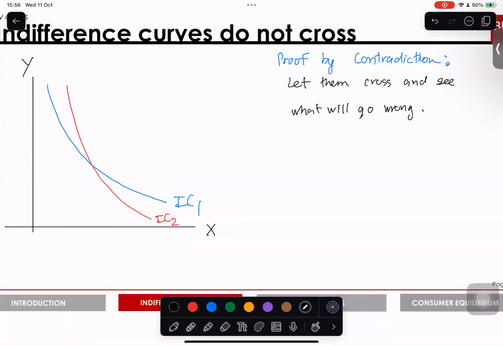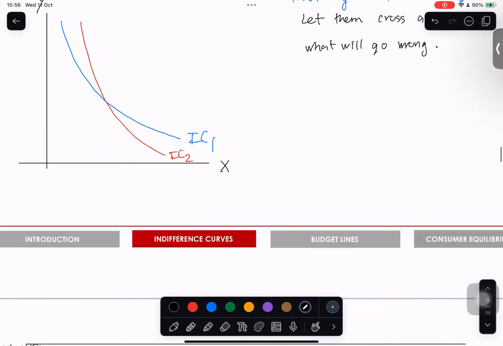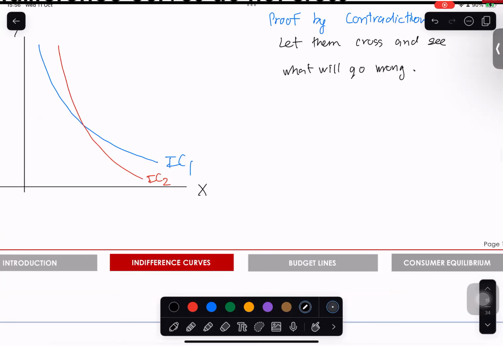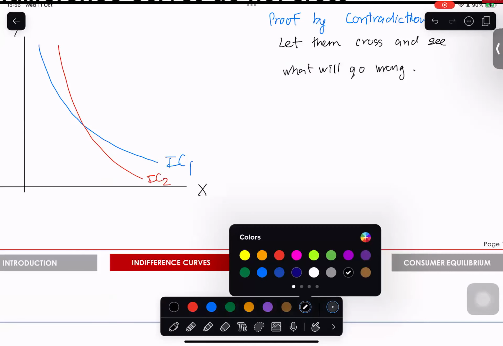If you agree with this idea, this proof, if something wrong emerges, then we should agree with this statement. Okay, let's check. We have red and blue IC come from the same map.